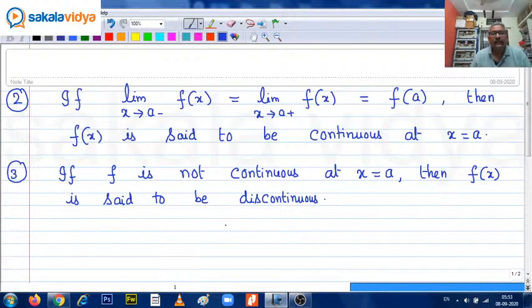And its converse we can say like this: if f of x is discontinuous at x is equal to a, then three cases will arise. What are the three cases? The left hand limit may not exist, the right hand limit may not exist, or though they exist, both may not be equal. Those conditions also will arise.